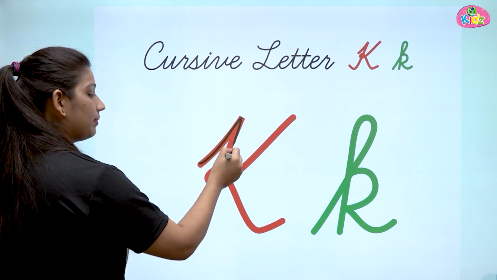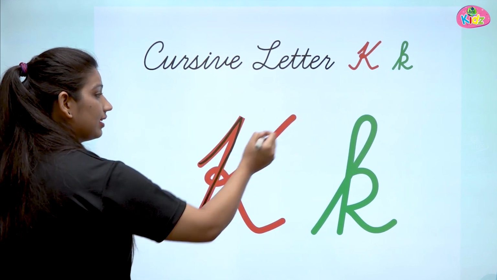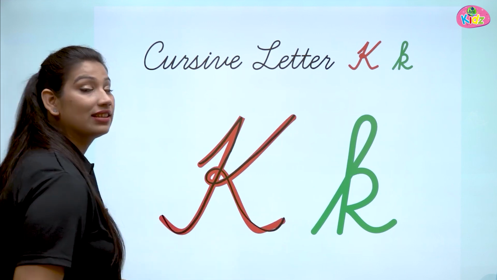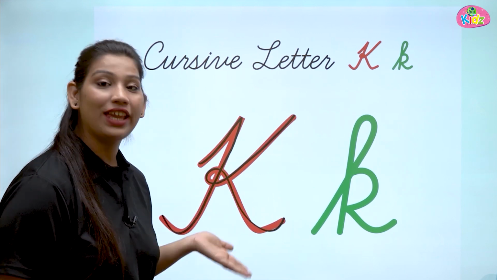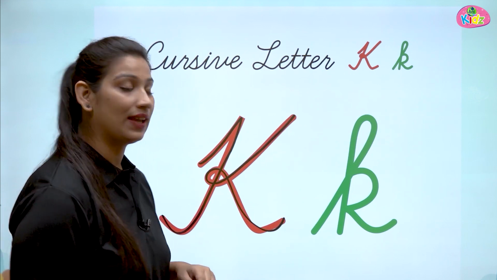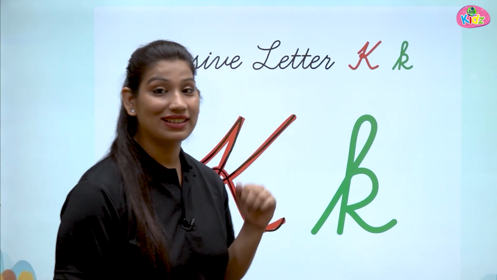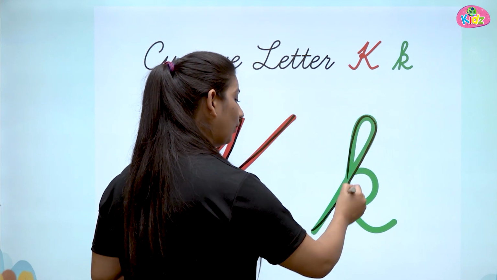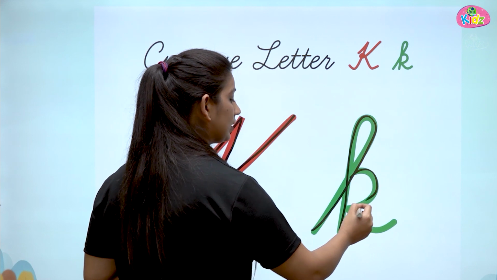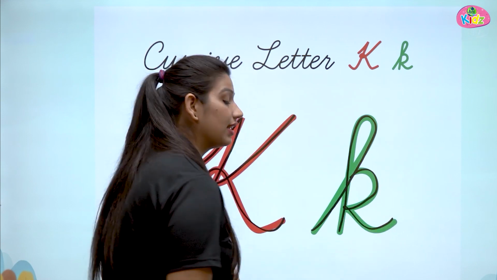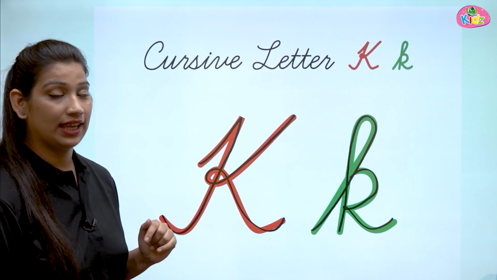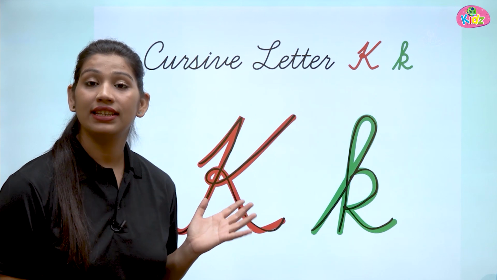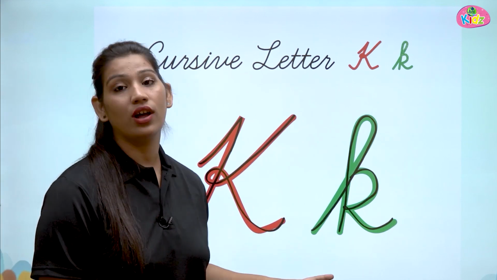Start from this point, make a slanting line like this. Now start from here, bend it down. This is capital cursive K. Now it's time to write small cursive K. Start from this point, come down, make a curve closing it, and like this. This is small cursive K. Capital cursive K, small cursive K.